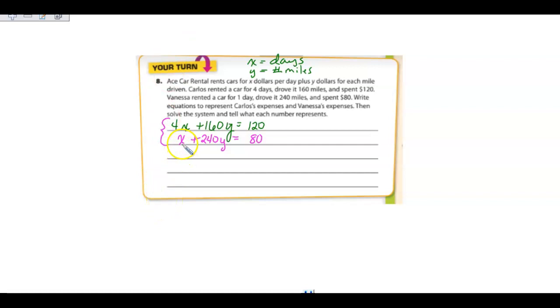I see that the x is by itself, so I'm going to use that to simplify. So I'm going to substitute in my x values. So x equals, I'm going to subtract 240y from each side, plus 80. So this is what I'm going to substitute into this equation. So 4 times negative 240y plus 80, plus 160y equals 120.